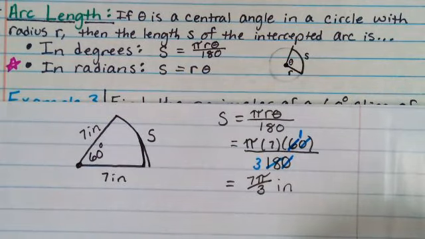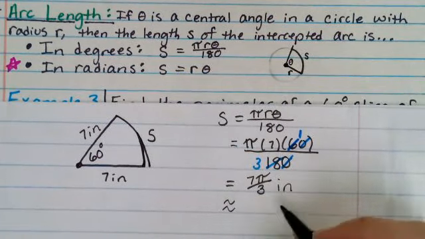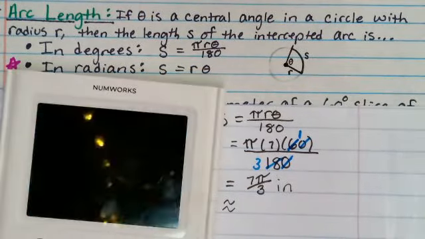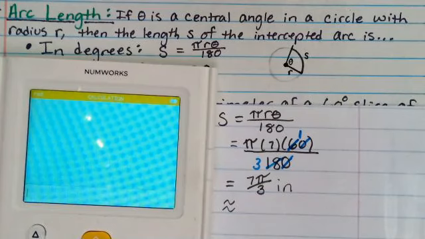Now, they want the perimeter of the whole thing, so it will be in my best interest to go ahead and figure out what this is as a decimal. So we'll go to our calculator and we'll type this in. All right, I'm going to clear all that mess out. So what I'm going to do is type in 7 pi divided by 3.